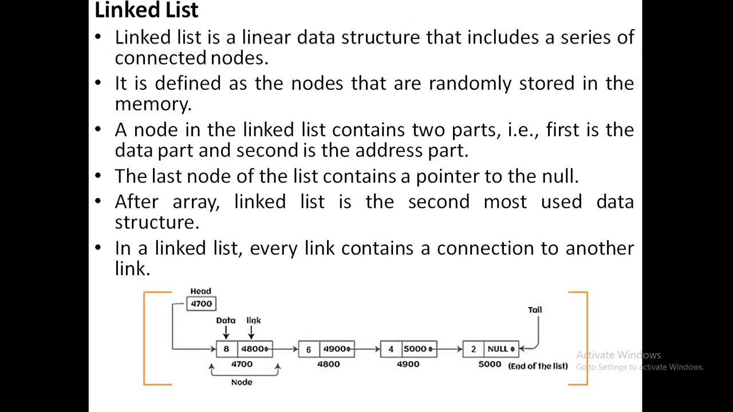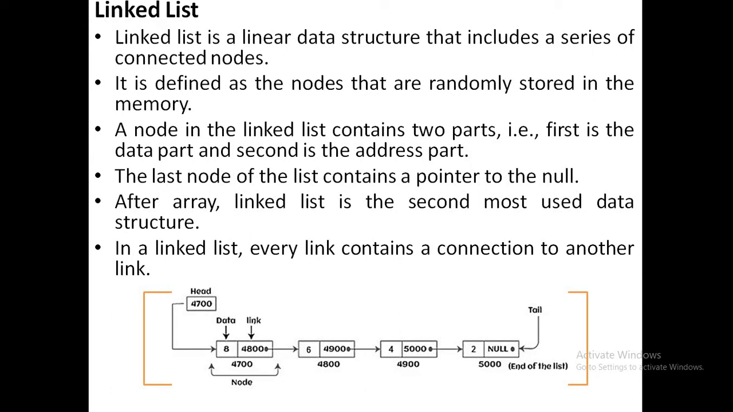Linked list. Linked list is a linear data structure that includes a series of connected nodes. It is defined as the nodes that are randomly stored in memory. A node in the linked list contains two parts. The first one is the data part and the second one is the address part. The last node of the list contains a pointer at the address part which is pointing to null, and the address part of all other nodes points to the address of the next node.